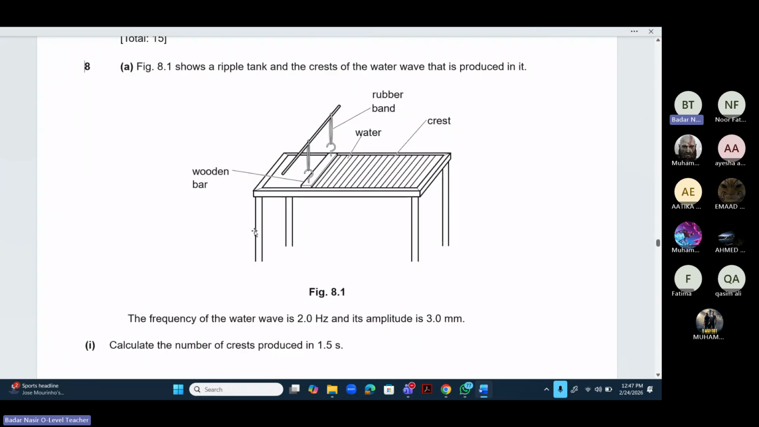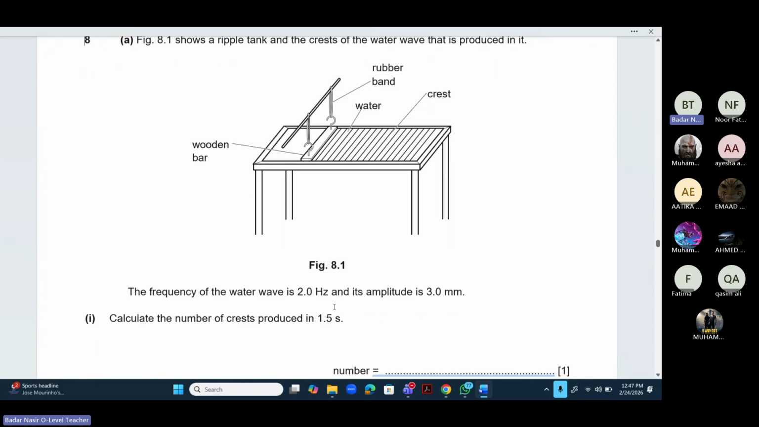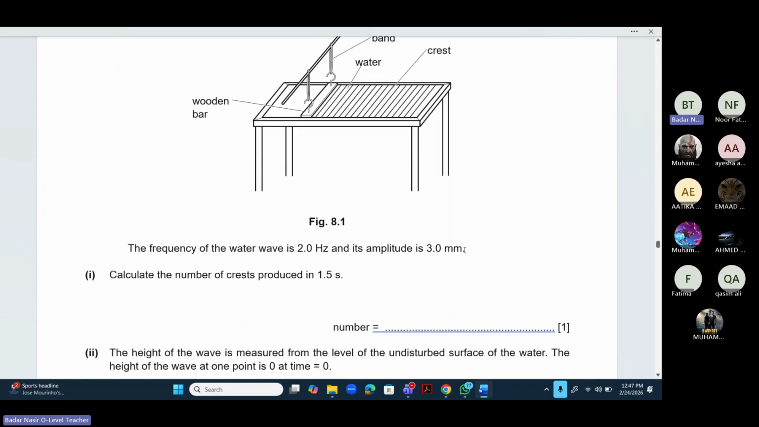Question number 8. Figure 8.1 shows a ripple tank and the crests of the water waves that is produced in it. The frequency of the water wave is 2 Hz and its amplitude is 3 millimeter. Calculate the number of crests produced in 1.5 seconds. Frequency का formula क्या है? Number of cycles per unit time. और frequency का एक और formula f is equal to 1 over T.